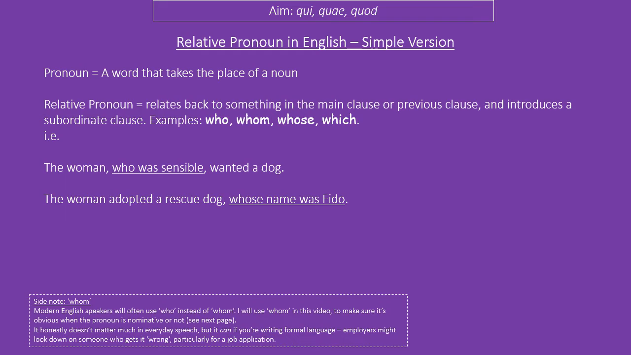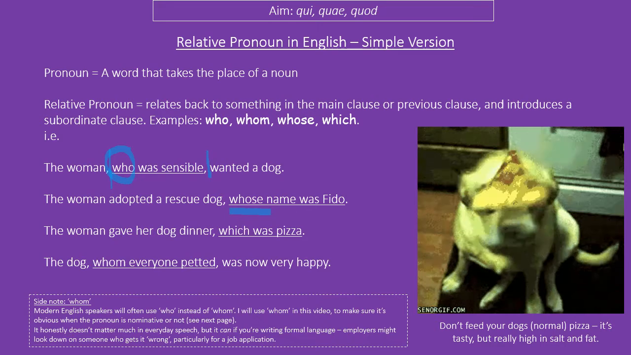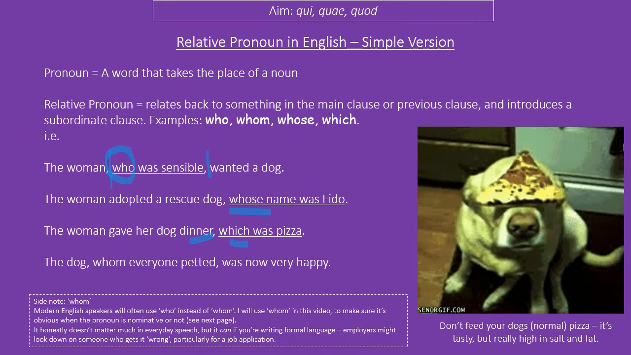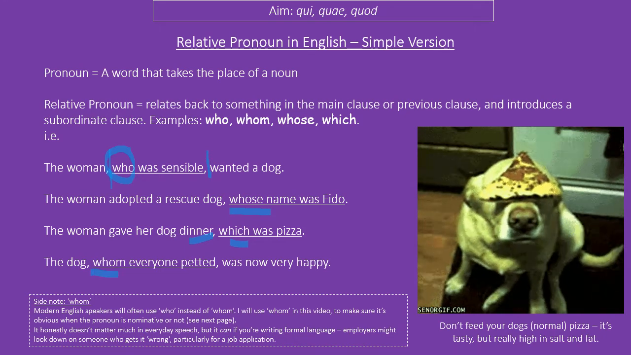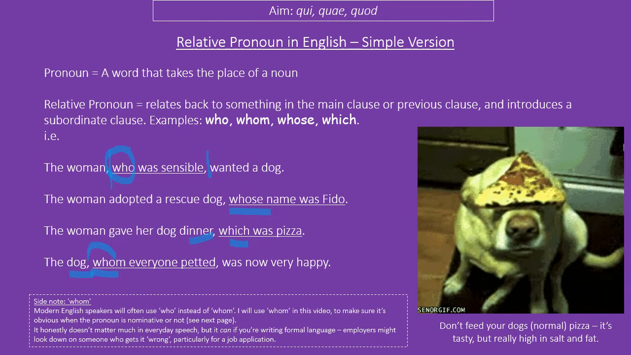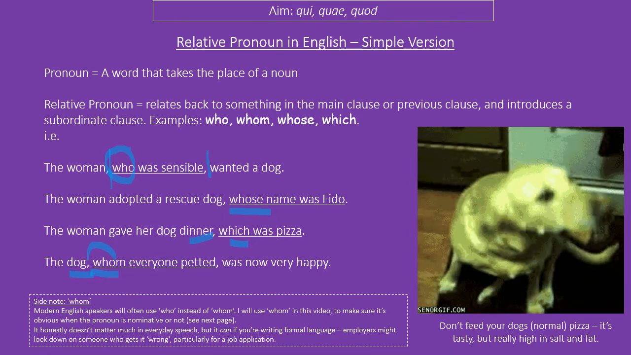Some examples. So the woman who was sensible wanted a dog. We can see that this bit here is our relative clause, and who is our relative pronoun. The woman adopted a rescue dog whose name was Fido. The woman gave her dog dinner, which was pizza, so that which refers to the dinner. The dog whom everybody petted was now very happy, so we can see that it relates to the word usually just before it in English. Don't feed your dogs pizza.